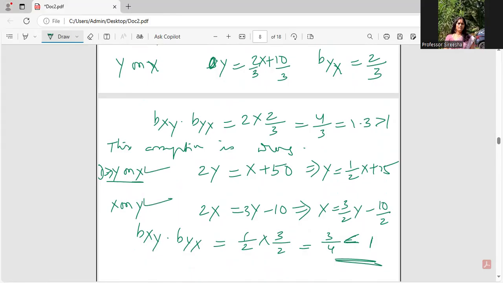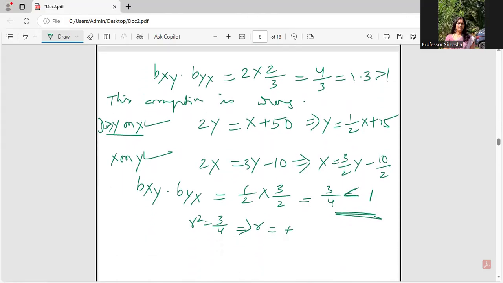So what is the value of r square? r square is 3 by 4. So r would be plus or minus under root of 3 by 2. That's how I'll find out. Or you can just use a calculator to find this value. I have the answer to be 0.866, guys. I think with this, the regression lines concept should be clear. I'll just stop this video here.